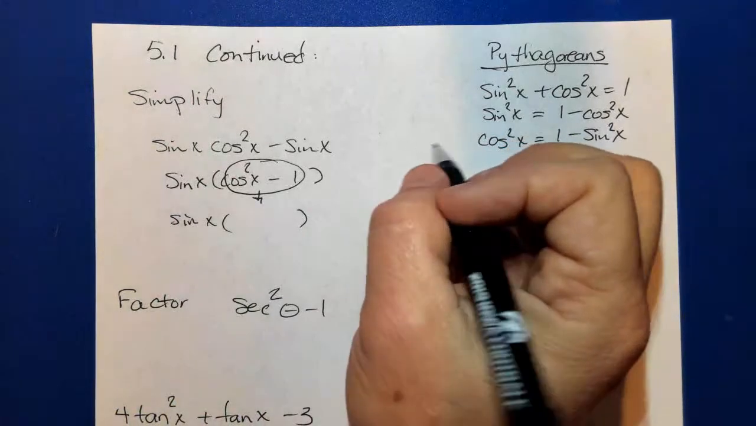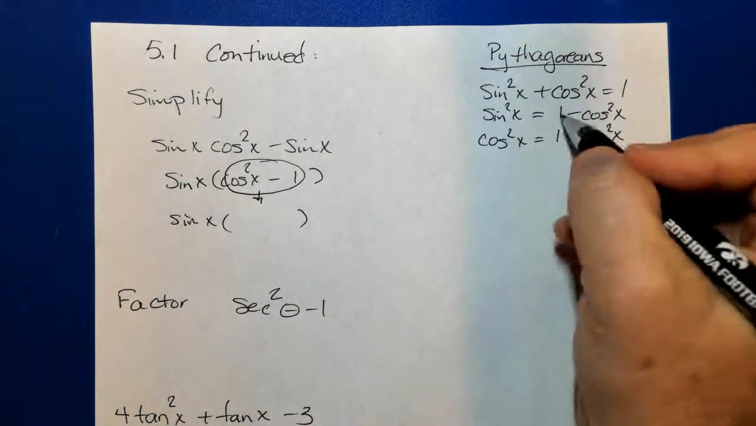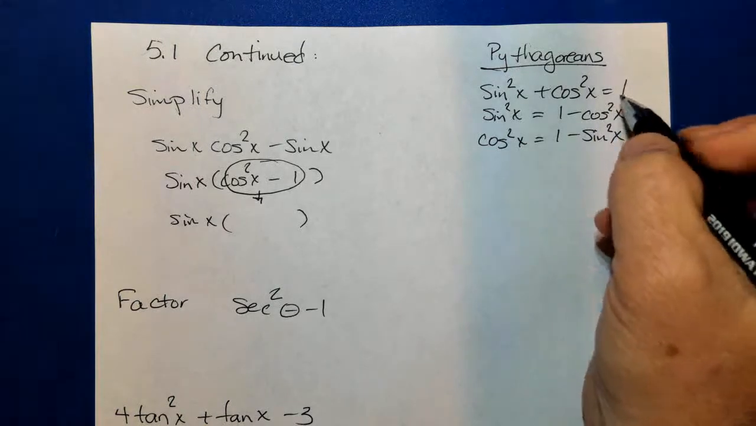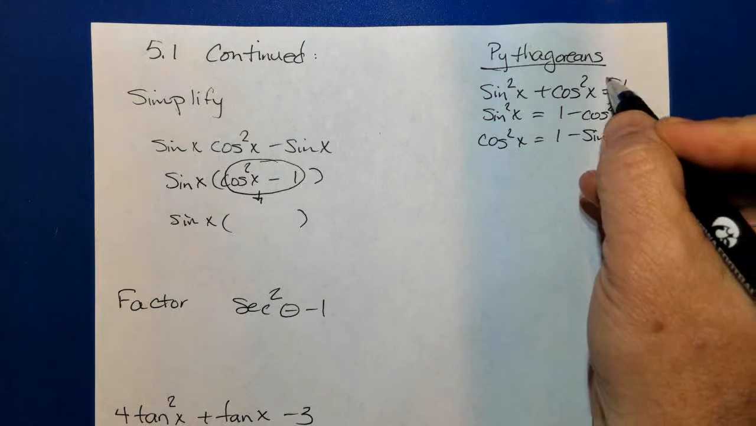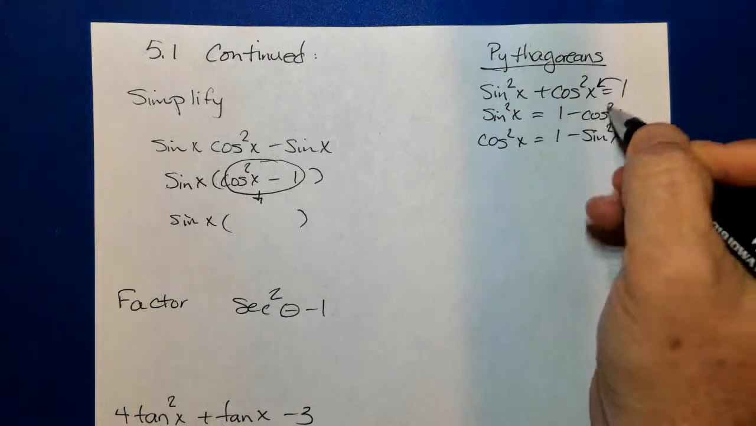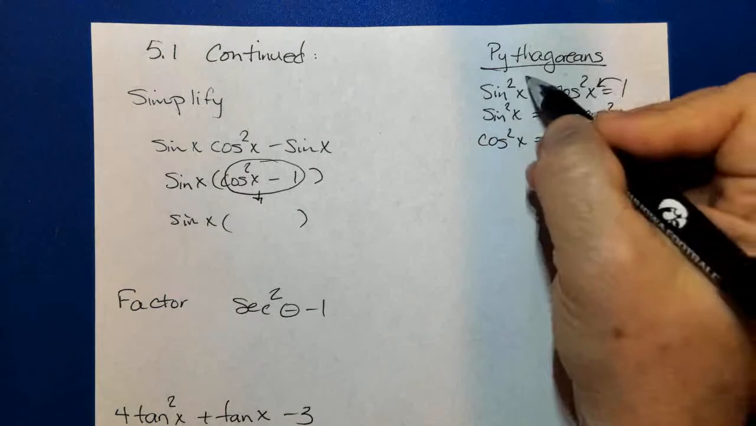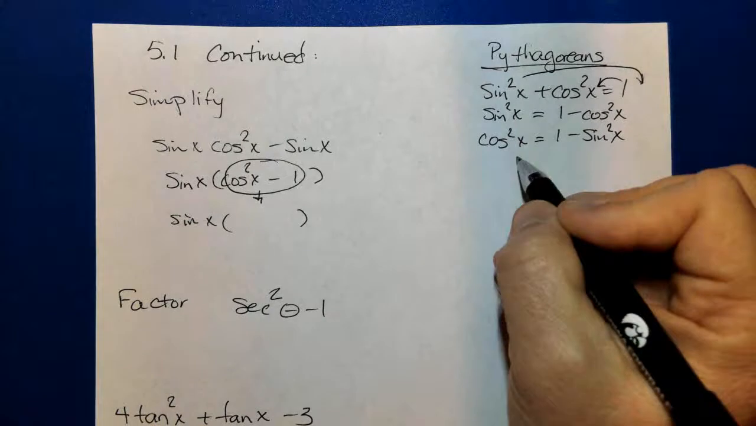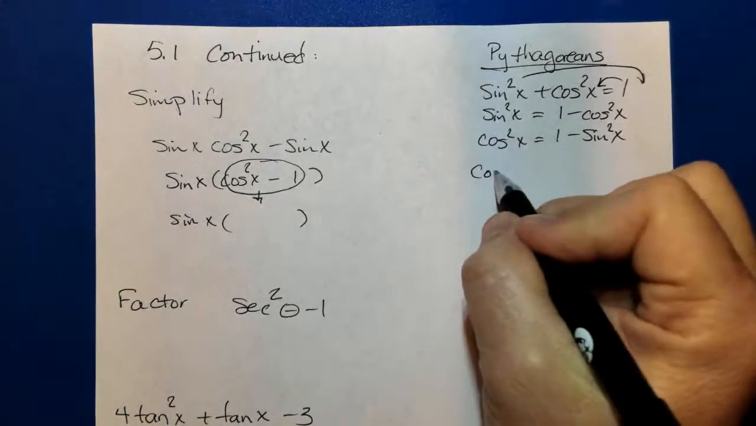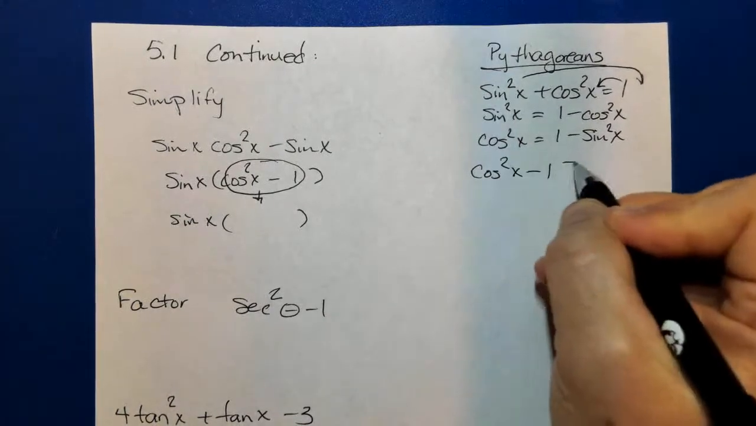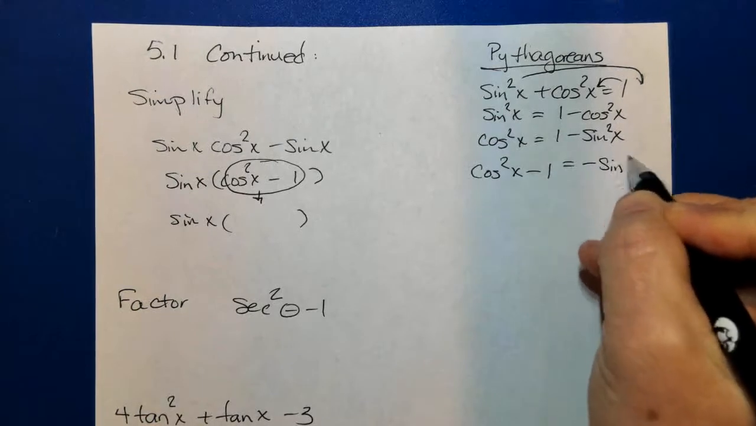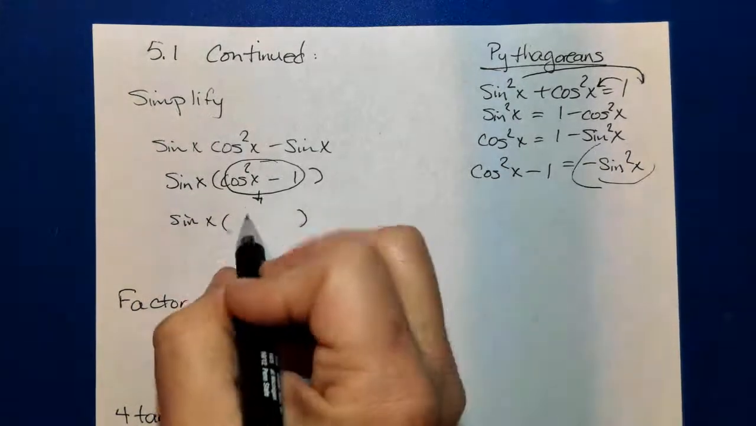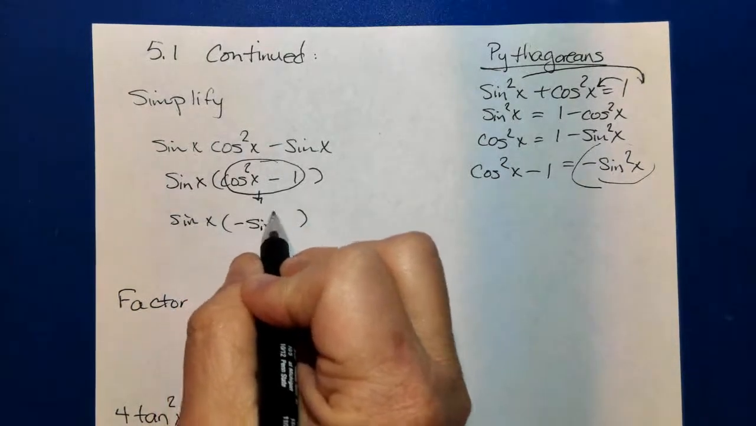What happens if instead of moving the cosine to the other side, which gave us the second one, I move the 1 to the same side as the cosine? That would give us cosine squared minus 1. And let's move the sine squared x to the other side. Well, ladies and gentlemen, that would give us cosine squared x minus 1 is equal to negative sine squared x. So we can take this out and put in its place a negative sine squared x.